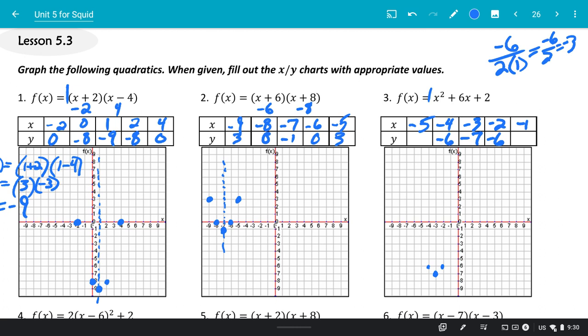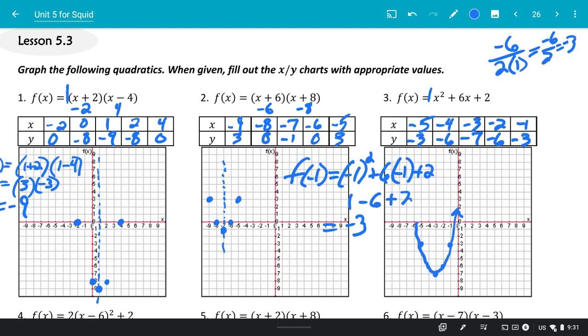Let's plug in negative 1, f of negative 1, to get negative 1 squared plus 6 times negative 1 plus 2. So I got 1 minus 6 plus 2. 1 minus 6 is negative 5. Negative 5 plus 2 is negative 3. See, I just mirrored it across. There is my parabola. Cool?